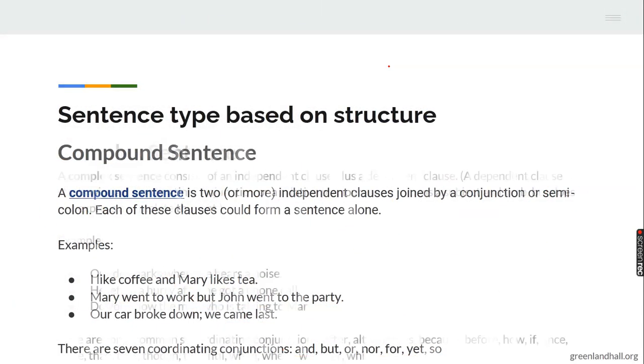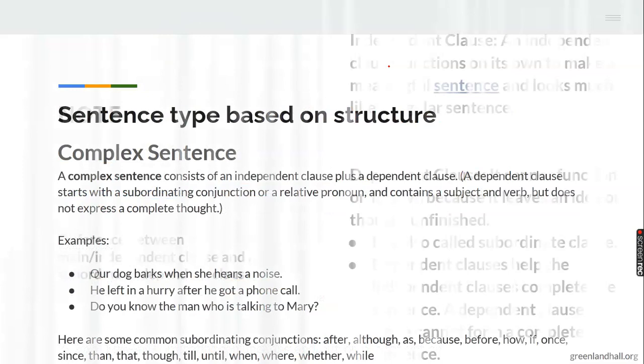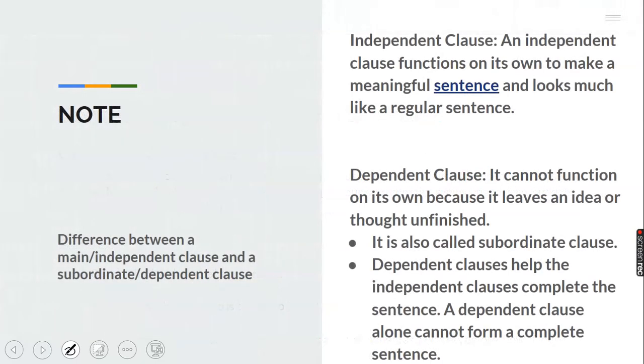the compound complex. Yes, before I go to the compound complex, that's the difference here. I have highlighted here the difference between an independent clause and a main clause. I said the main clause can function on its own. See it here? Then a dependent clause has to be attached to another part of the sentence to function.